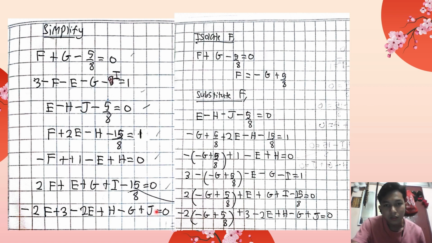And then, after we eliminate all of d, we can now isolate f, from f plus g minus 5 over 8 equal to 0. Then we can get f equal to negative g plus 5 over 8. Now we can substitute all of the f by the new f, which is negative g plus 5 over 8, over here.